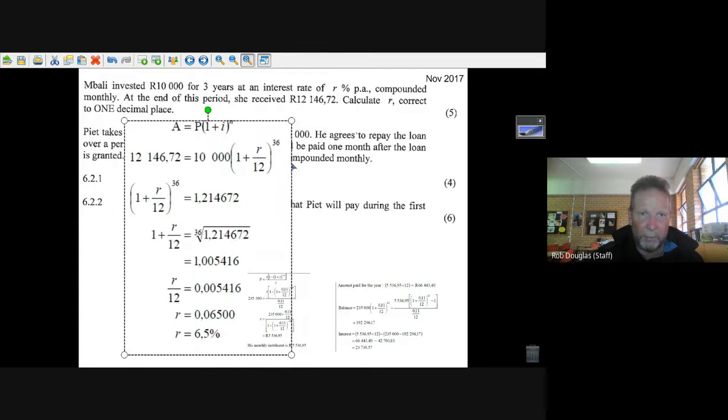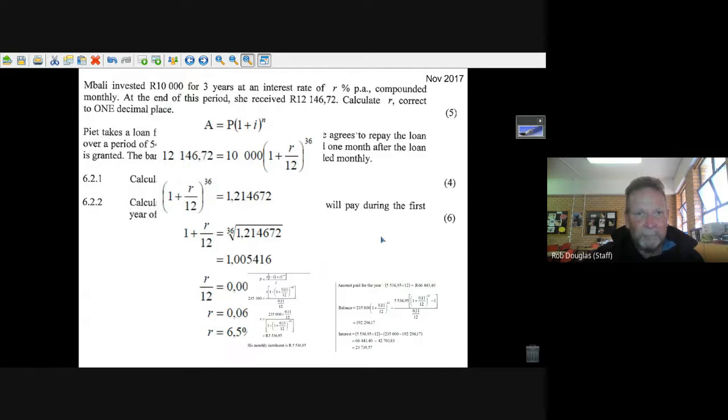I'm going to blow out the memo really big here. Well, here's the compound interest formula. So she took 10,000. That's the money she invested, 10,000. It turned into 12,146.72. 1 plus the per annum interest rate divided by 12 because it was monthly. And they said 3 years. So you put 3 times 12, 36 in there. So that's how you get started.